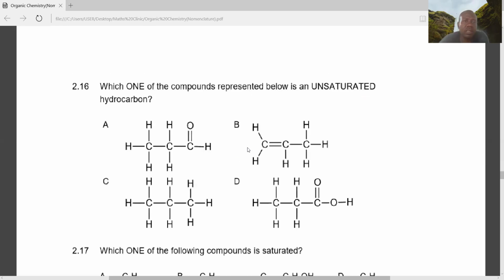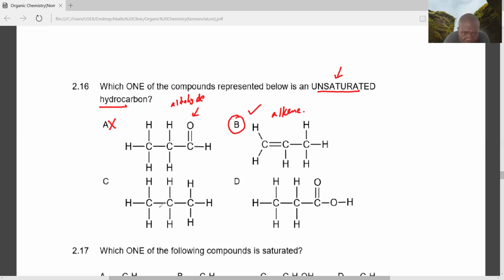2.16. It says, which one of the compounds is unsaturated? Unsaturated, we know, means those that contain multiple bonds. This one is an aldehyde, ladies and gentlemen, because the carbon is attached to H. Since it's an aldehyde, it is not a hydrocarbon, so it's not the answer. This one is a hydrocarbon. It's an alkene, and it's unsaturated. This is the correct answer.